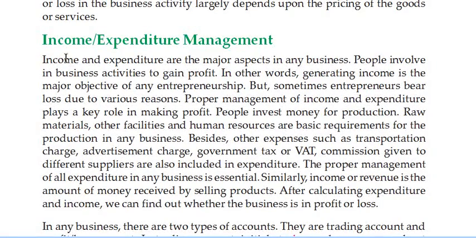Income means gaining money. Expenditure means loss of money. So what happens? Income and expenditure are the major aspects of any business. People get involved in business activities to gain profit. In other words, generating income is the major objective of entrepreneurship.